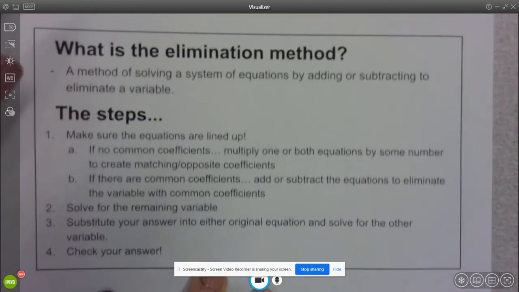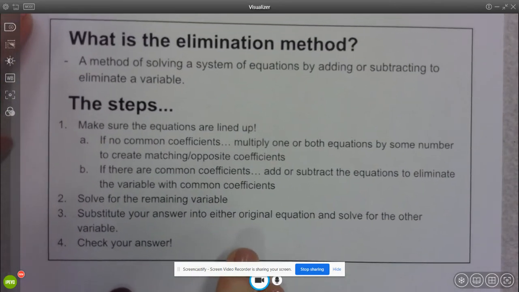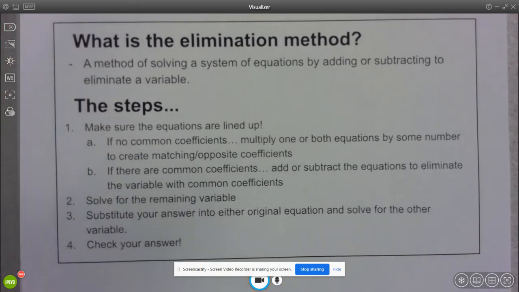So, when we're solving by elimination, what we're doing is adding or subtracting the two equations together in our system to eliminate or get rid of one of the variables. So, these are the steps that we're going to walk through. I'm not going to explain the steps to you right now because it'll make way more sense if we are actually going through this process step by step.